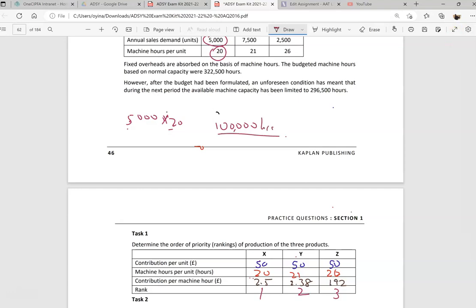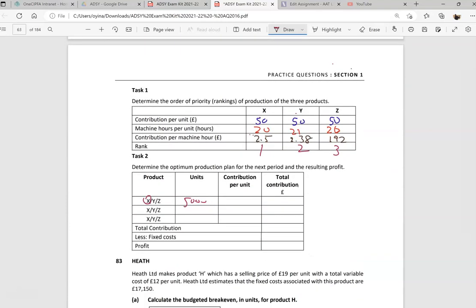No problem. So in terms of contribution, my contribution is £50 per unit. So contribution per unit is £50. So here, of course, I now therefore have 25, and I have 4 zeros. 1, 2, 3, 4. So that's 250,000.